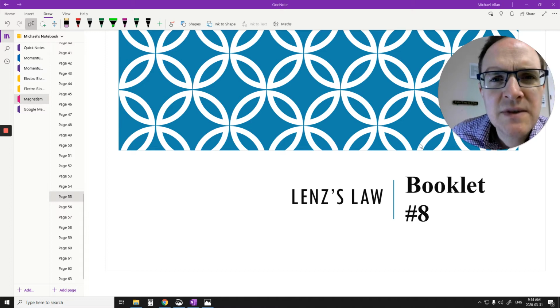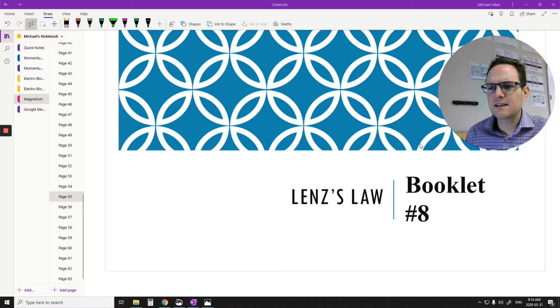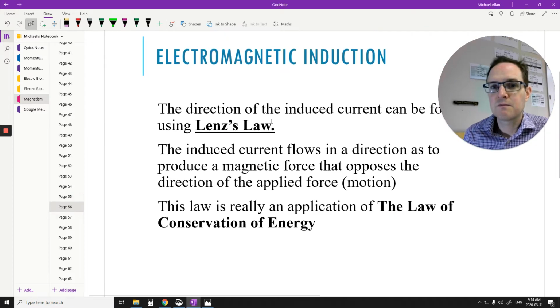Hey, Physics 30s. So today we're going to be talking about Lenz's law, an interesting phenomenon in physics that pretty much is the basis of all our electricity in our house as well. So in a nutshell, Lenz's law is very similar to the generator effect.